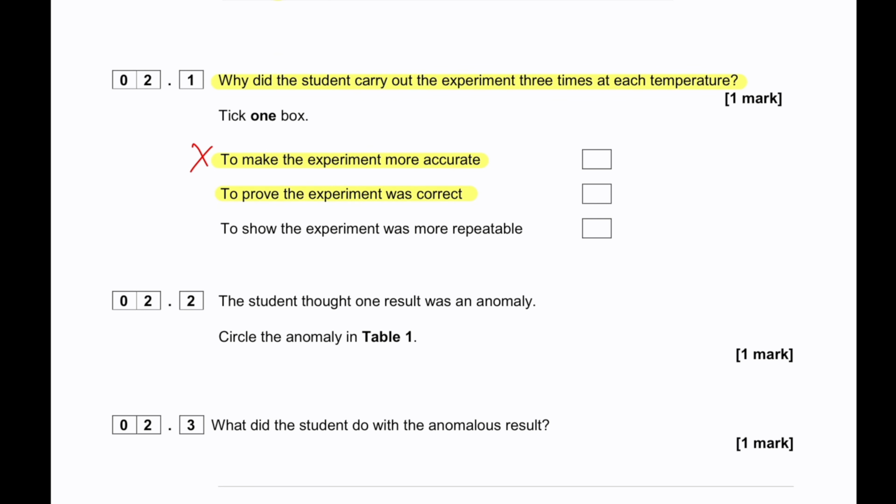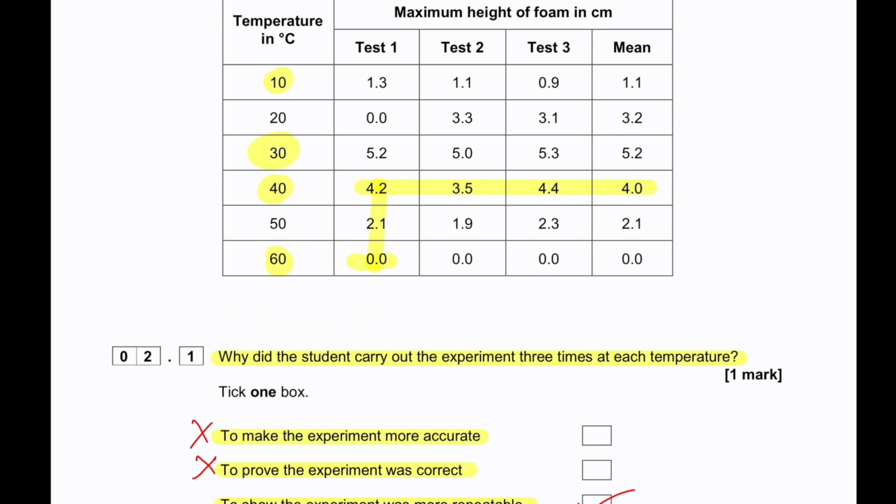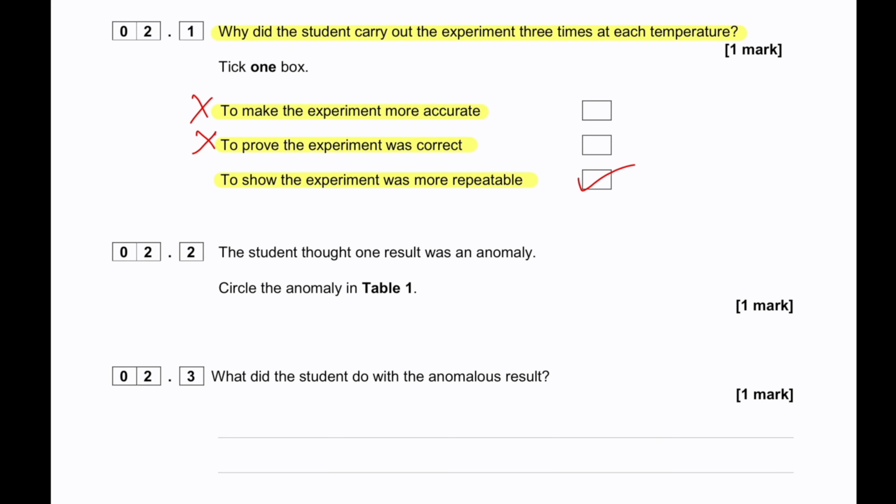Repeating 3 times actually tries to show that the experiment is more repeatable. To prove the experiment was correct? No. To show the experiment was more repeatable. Correct. So that the experiment is more repeatable and it can give a consistent result. So it shows that it is more repeatable.